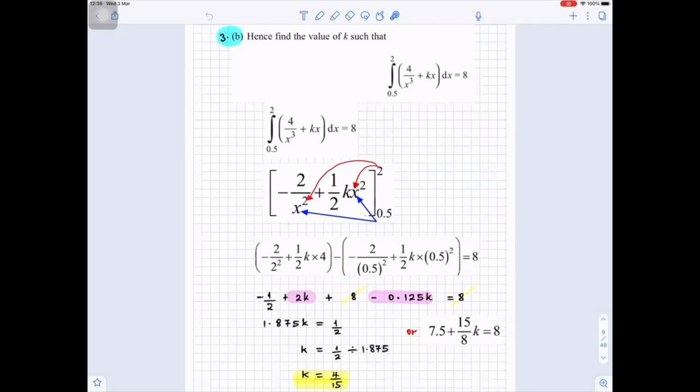And that will be 8 minus, this would become 0.125k equals 8. 8 on the left side minus 8 on the right side. So 1.875k equals half, because 2k minus 0.125k gives you 1.875k equals half. So k is half divided by 1.875. So that gives you k to be 4 over 5.